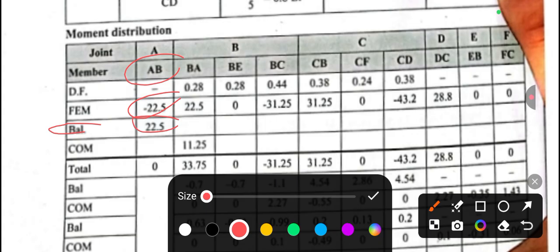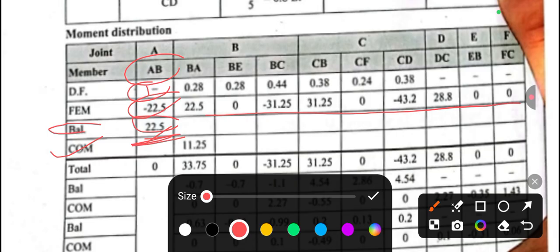Minus 22.5, it means change the sign, that is 22.5, and we have to multiply with the distribution factor, that is 1. So we got 22.5, and for all these other values we don't need to do anything because these are all except the hinge. We have to only balance the hinge support. So this value we got.